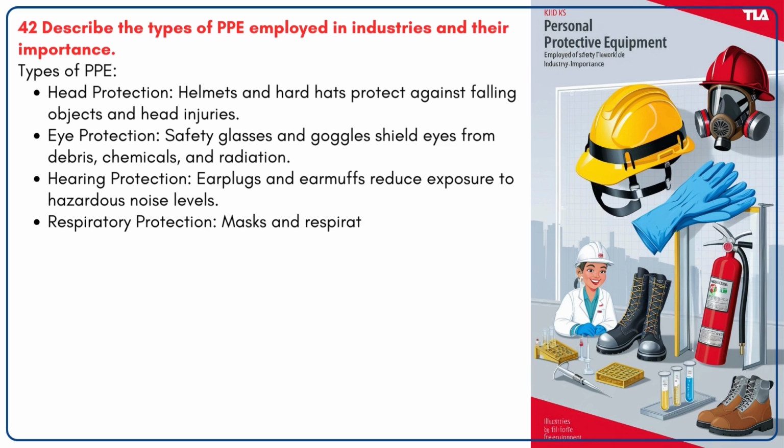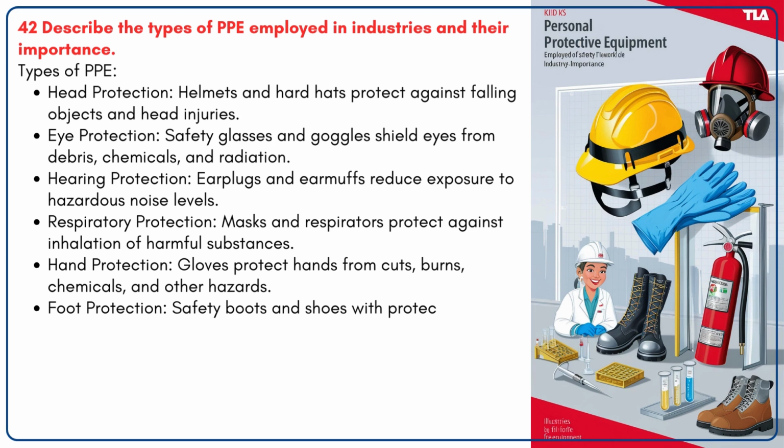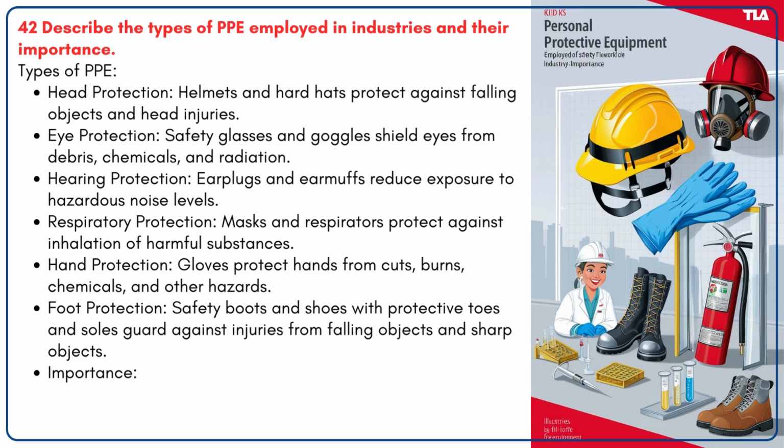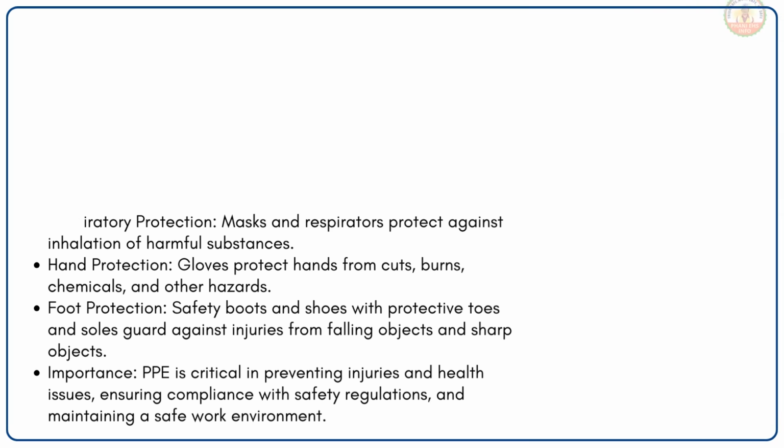Respiratory protection. Masks and respirators protect against inhalation of harmful substances. Hand protection. Gloves protect hands from cuts, burns, chemicals, and other hazards. Foot protection. Safety boots and shoes with protective toes and soles guard against injuries from falling objects and sharp objects. Importance. PPE is critical in preventing injuries and health issues, ensuring compliance with safety regulations, and maintaining a safe work environment.